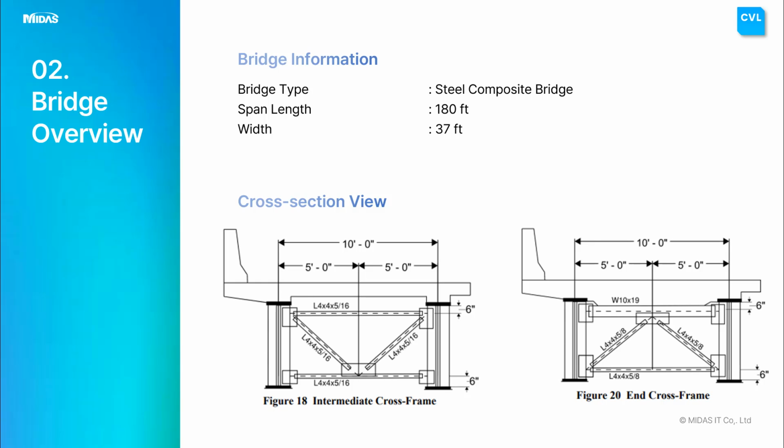For today's tutorial, we'll go through modeling a simple steel composite bridge with a span length of 180 feet and a width of 37 feet. As you can see on the image, this is the cross-section layout of the steel structures for the steel composite bridge, for the cross frames. We will have some intermediate cross frames as well as end cross frames with different steel dimensions, as you can see in the image.